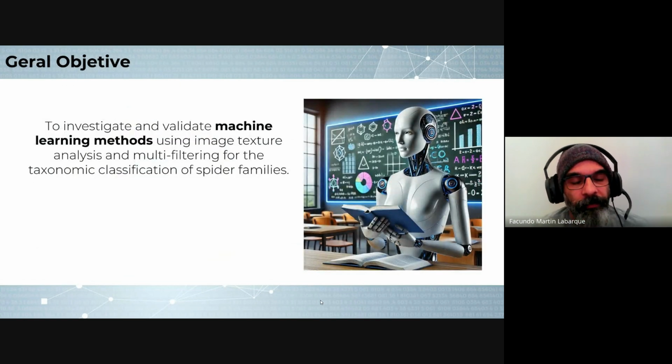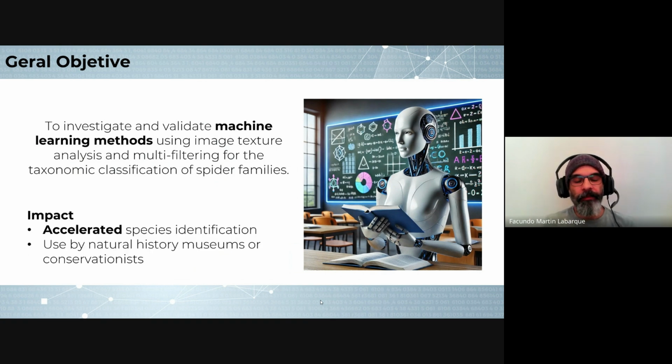The general objective of this work is to investigate and validate machine learning methods using image texture analysis and multifiltering for the taxonomic classification, in this case, of spider families. What we want to achieve here is to at least accelerate species identification, or maybe give another tool to do so. And we hope that many natural history museums and other types of biologists use it.